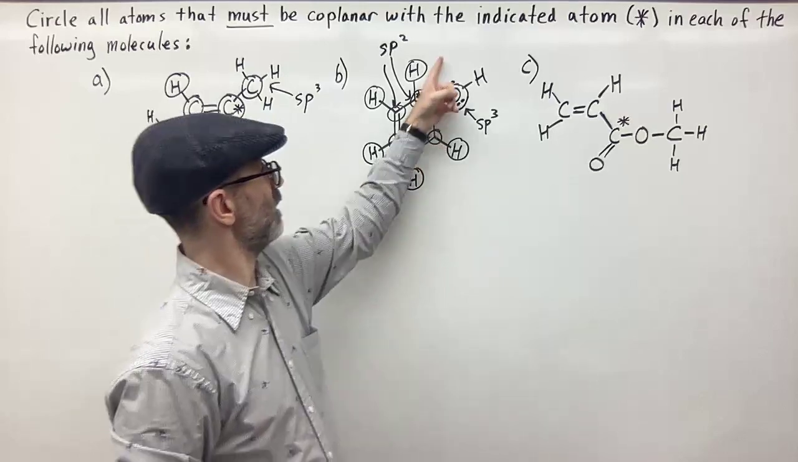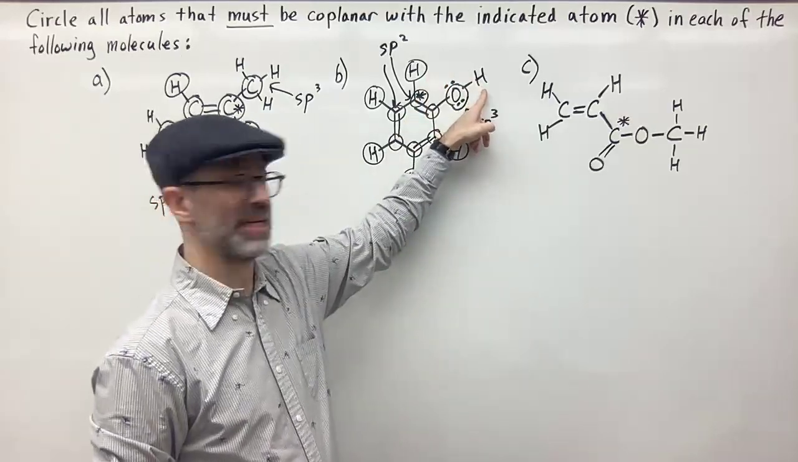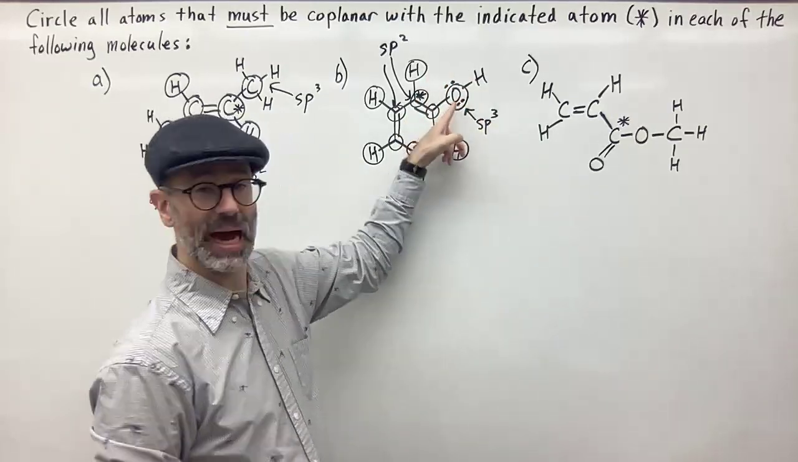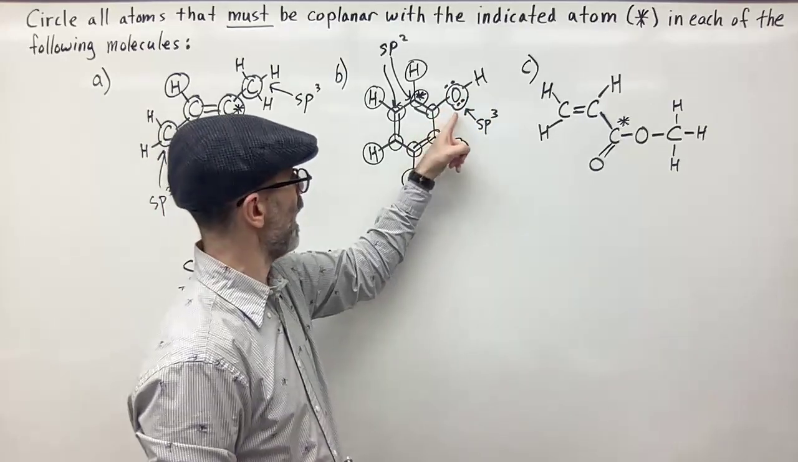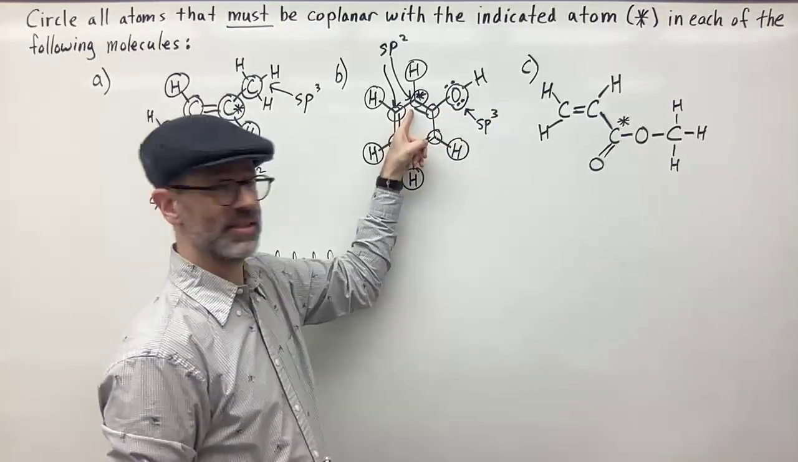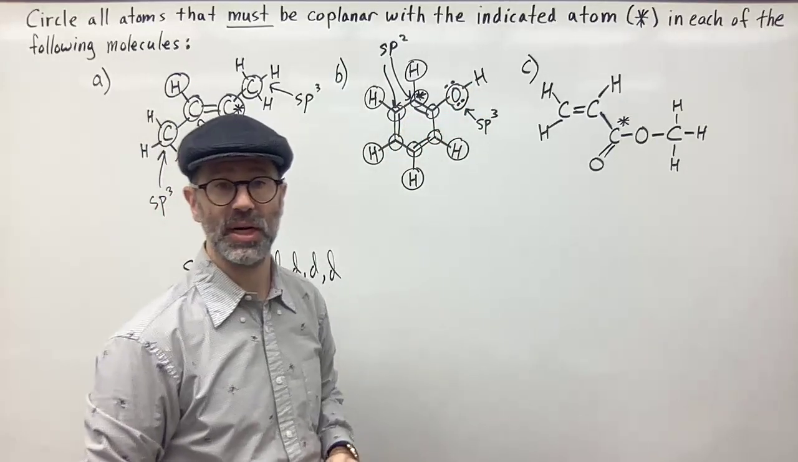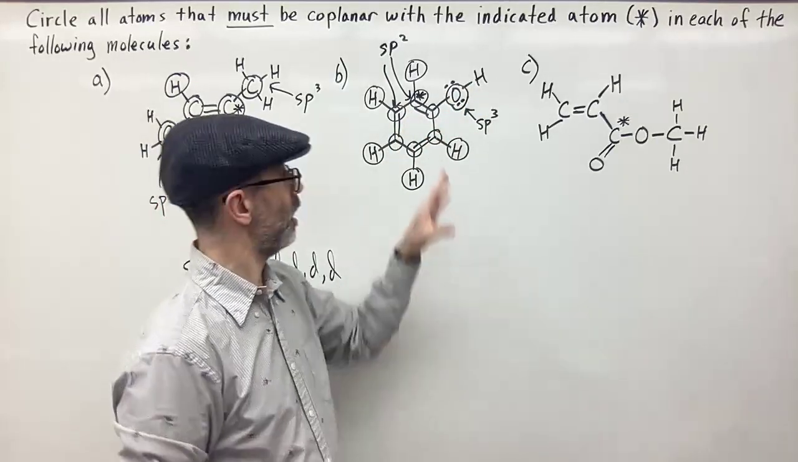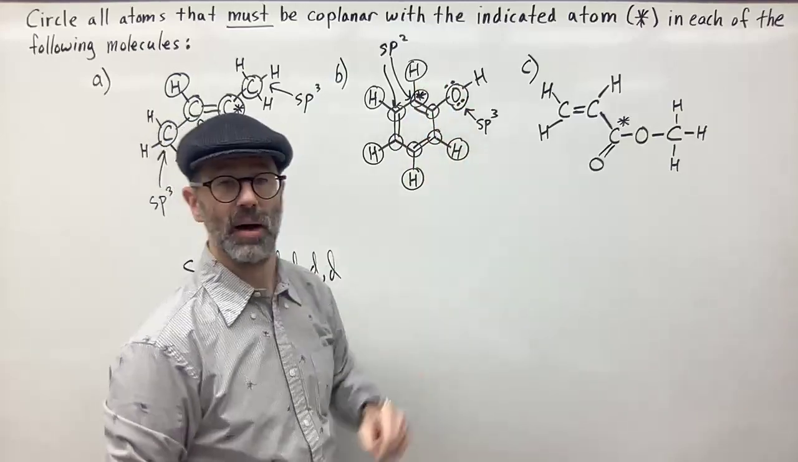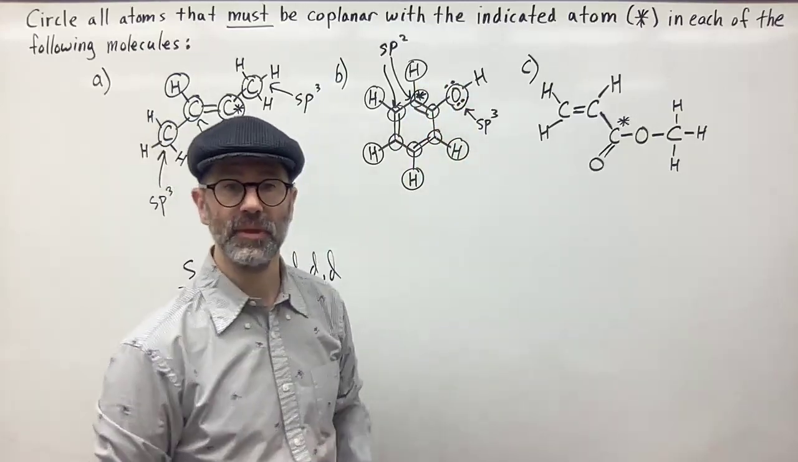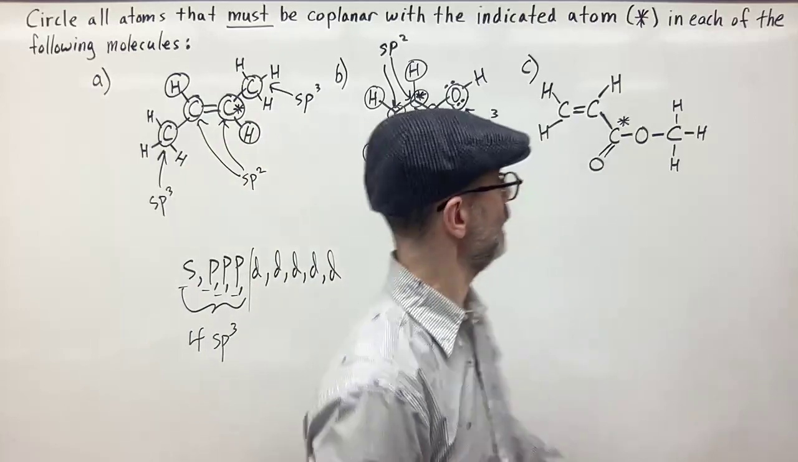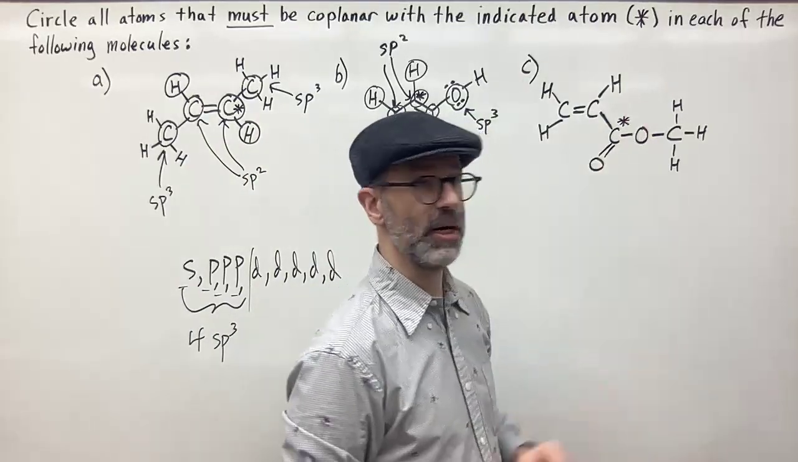And so that means that this hydrogen is not going to be in the same plane as the oxygen. We know the oxygen is in the same plane as the asterisk carbon, but this hydrogen is not going to be because of the shape around this oxygen.